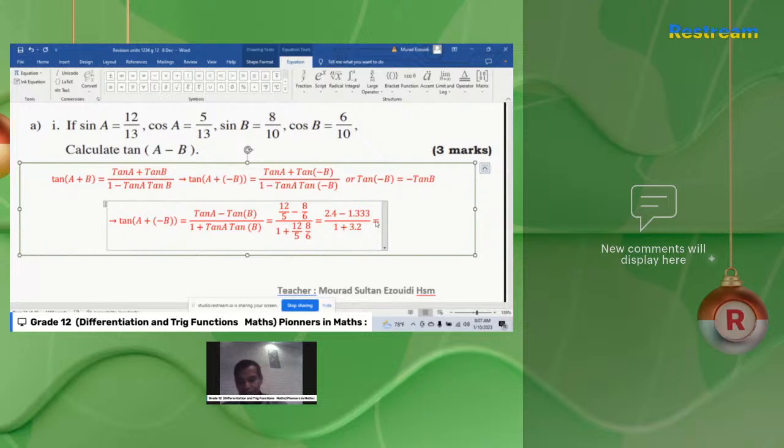So this is approximately equal to 0.25, approximately equal to 0.25, to 2 decimal places. This is how you can answer these questions, learners.